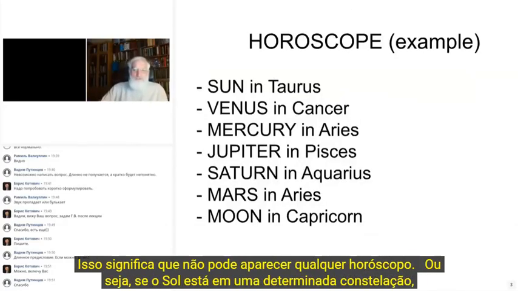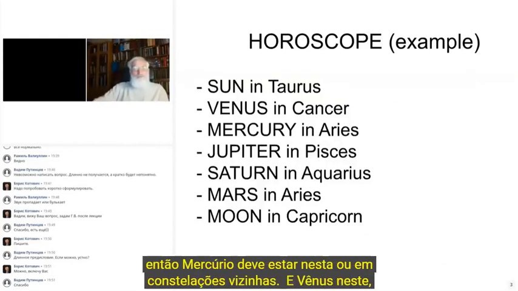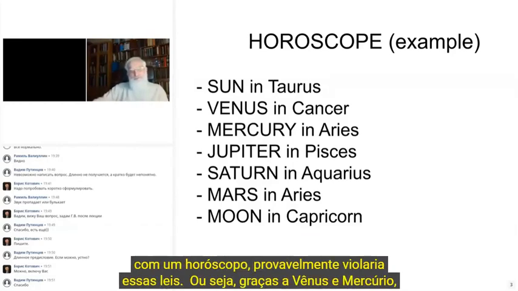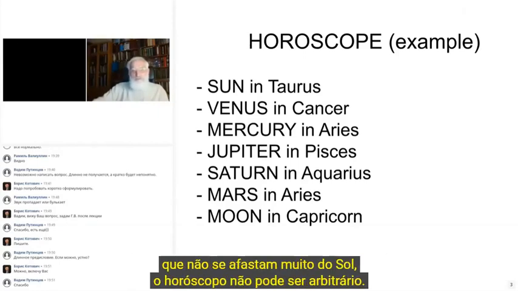This means that not just any horoscope can appear. That is, if the sun is in a certain constellation, then Mercury must be in this or neighboring constellations, and Venus in this one, in neighboring ones, maybe one further, but not beyond. If a non-astronomer just randomly comes up with a horoscope, then he would likely violate these laws. That is, thanks to Venus and Mercury, which do not stray far from the sun, the horoscope cannot be arbitrary.